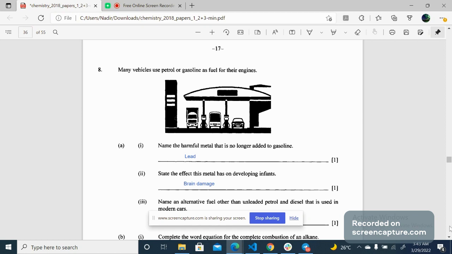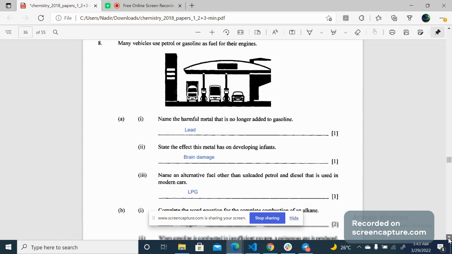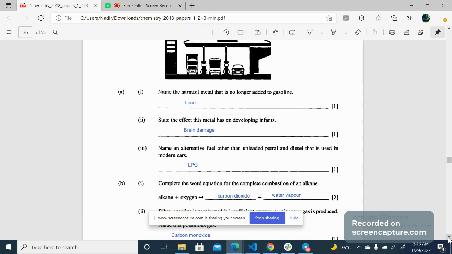And then part 2 is the effect this metal has on developing infants. So mostly lead is responsible for affecting younger ones like children and infants, where it attacks their brain. It stimulates some malfunctioning of the brain in younger ones. Okay, so it causes brain damage.